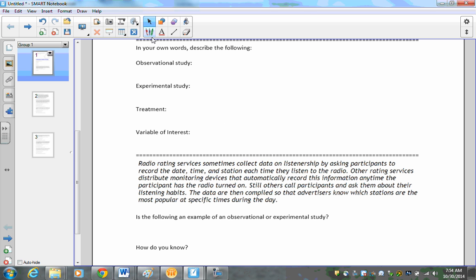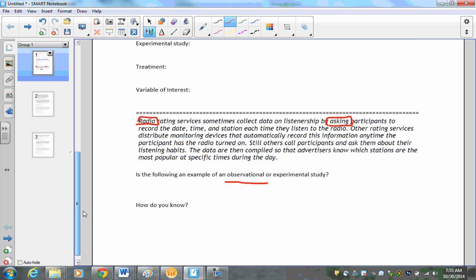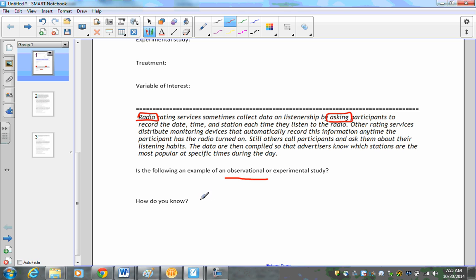All right. So basically, in short, what's going on is a survey. Okay, a survey is where the radio stations are rating when their audience is listening to the music. So, in other words, it's asking. So once they're asking, you know it's going to be observational. And of course, how do you know? It's asking, so you can actually say it's a survey. Remember, survey is when you are just observing, not changing.